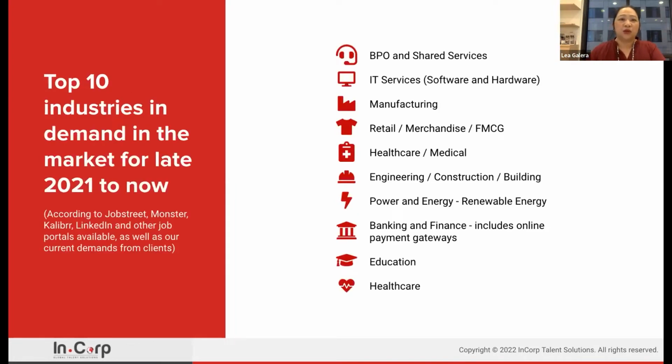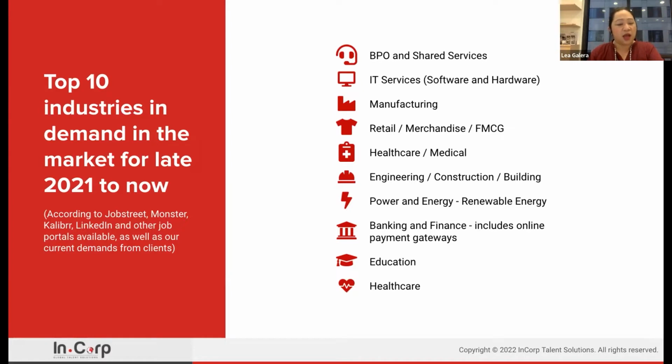Okay. So this is just going to be a quick overview of the top 10 industries. Basically, I got the information from the different job portals that we commonly use, like JobStreet, Monster, LinkedIn, and also from the demands that we're actually getting from our clients presently. So the number one industry basically is BPO and shared services. I think the pandemic really didn't hit them too hard.